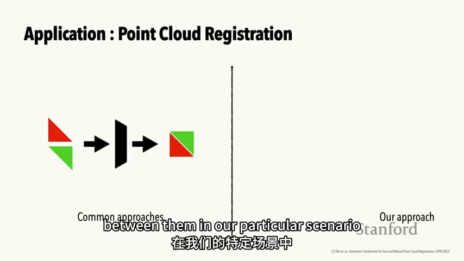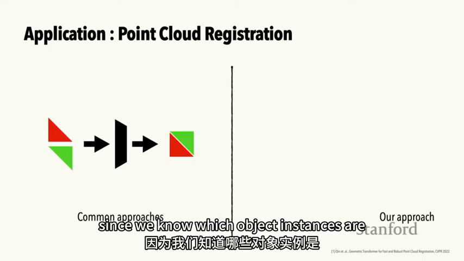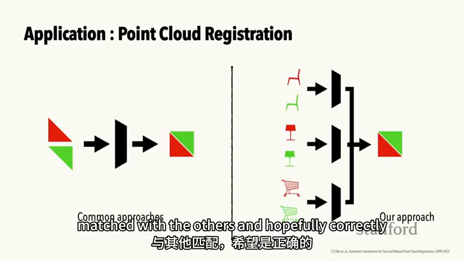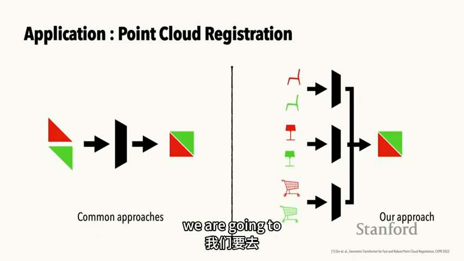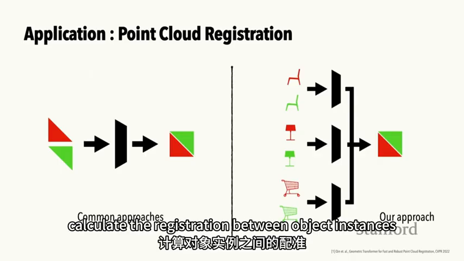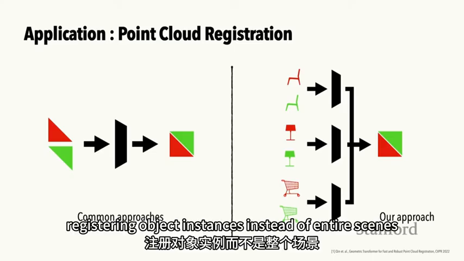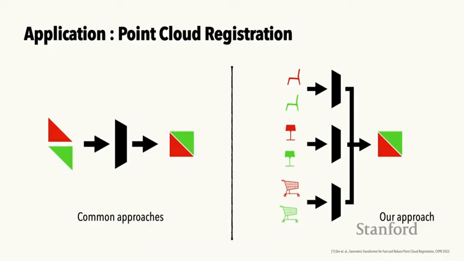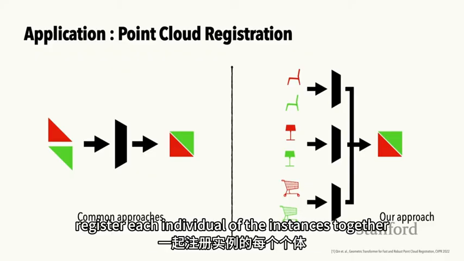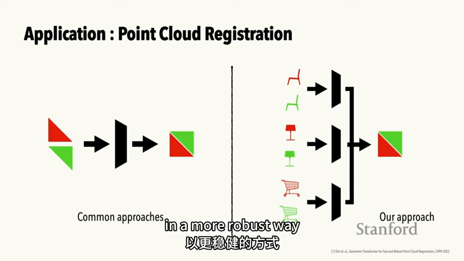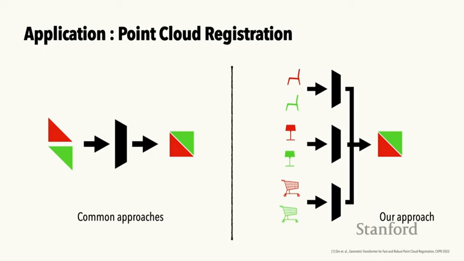In our particular scenario, since we know which object instances are matched with the others, and hopefully correctly, we're going to calculate the registration between object instances. So we're essentially registering object instances instead of entire scenes. And once we are able to register each individual object instance together, we're going to utilize this information in order to align the entire scene in a more robust way, and actually in a faster way.